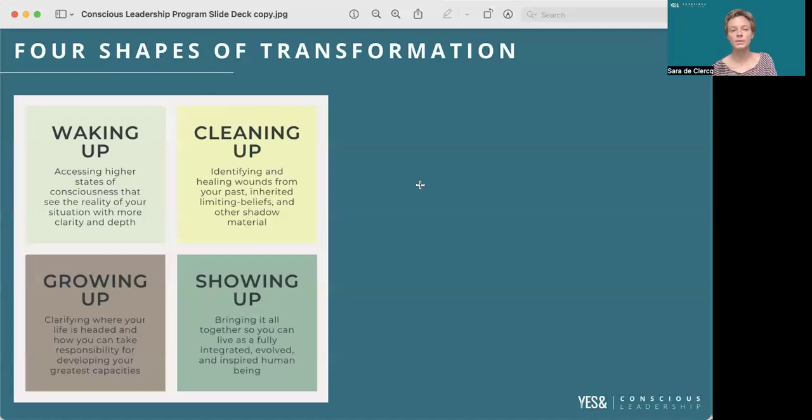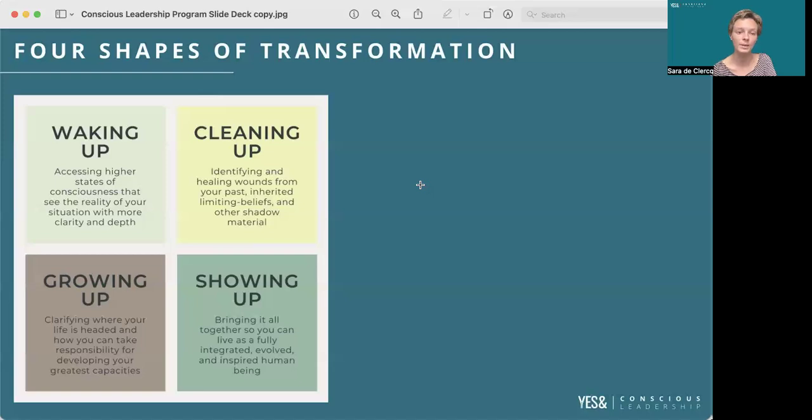However, what tends to happen with these waking up experiences is that they are momentary. So there's a momentary window into more of reality as it is. So they're not lasting, but we can make them lasting by doing the work of the other three, which is growing up, cleaning up, and showing up. And it's the combination of these four that make a holistic, integrated human being.